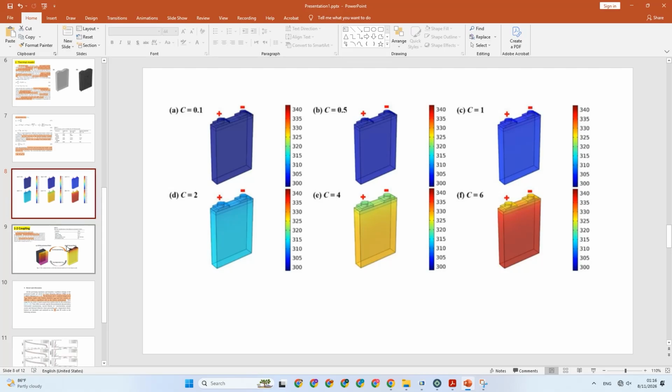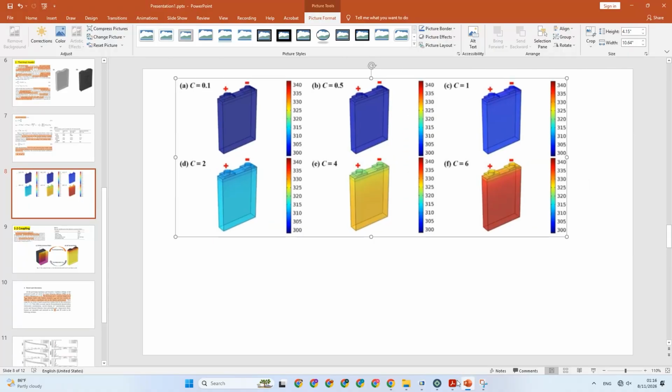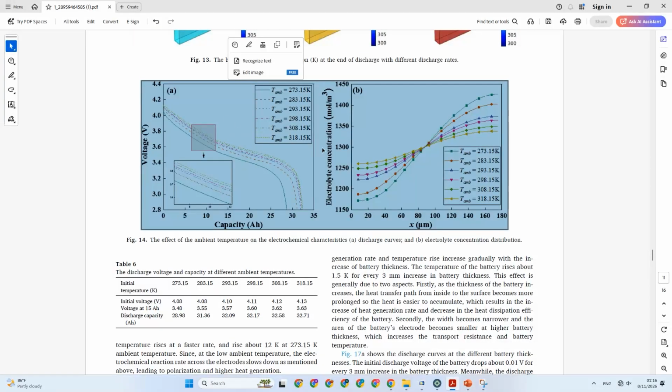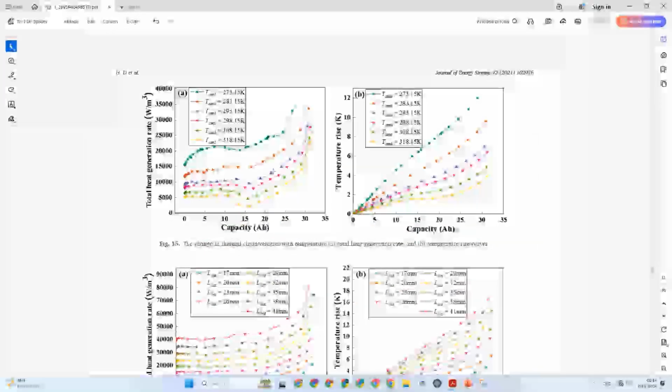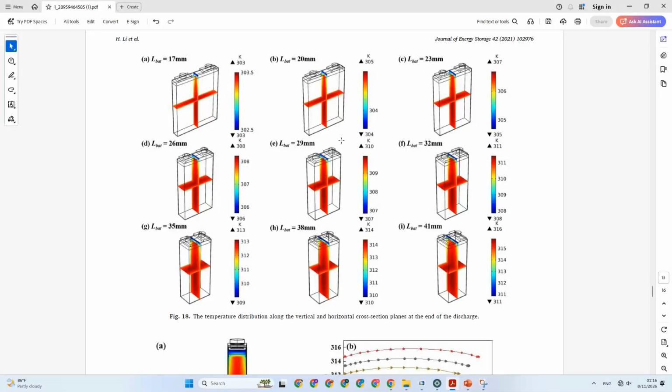Okay, these are the thermal part. These results are related to the thermal part, also the voltage, heat generation, electrolyte, and this may be from the electrochemical part. Yes, this is for the electrochemical part, and I don't bring it. These are for the thermal part. Okay.